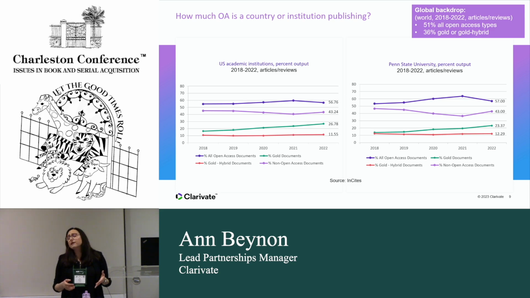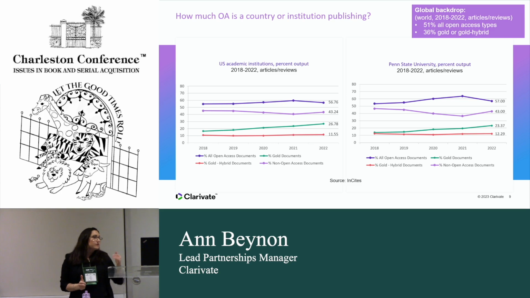So 51% of all the articles and reviews, which are the primary document types we're talking about here, are one version of open access, at least, right? So, you know, getting over 50%. 36% are the gold or the gold hybrid. So just so you kind of understand globally what we're dealing with.